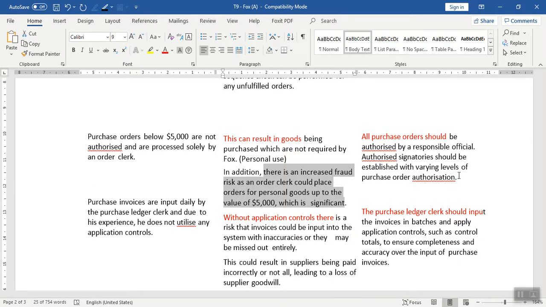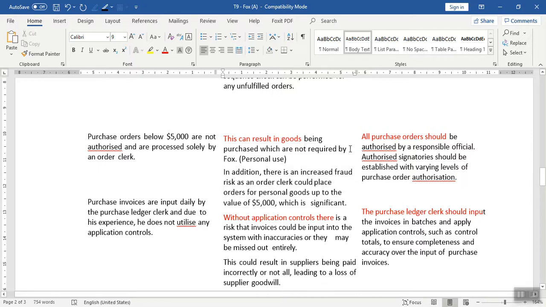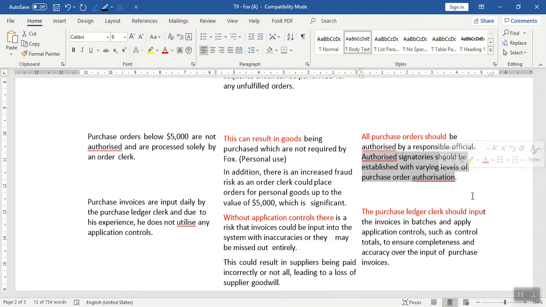Okay, so turn it around. All purchase orders should be authorized, all, not half. Don't set any limit. All, even the $1 also needs to be authorized. All purchase orders should be authorized by a responsible officer. The authorized signatories should be established with varying levels of purchase order authorization. Maybe for goods value below 5,000, someone like a supervisor can authorize. Higher level, a manager authorizes. So it's much better.